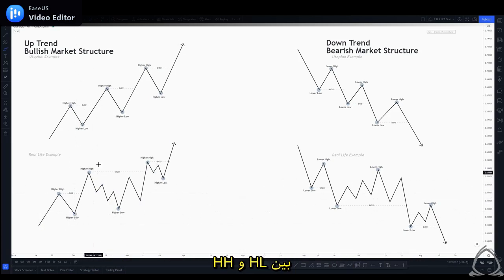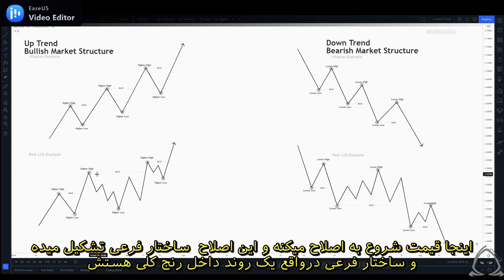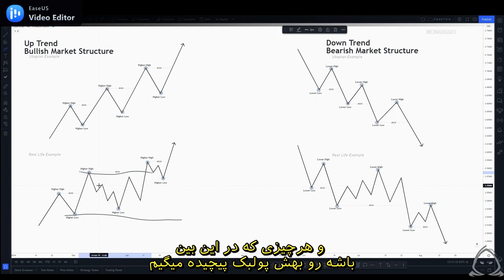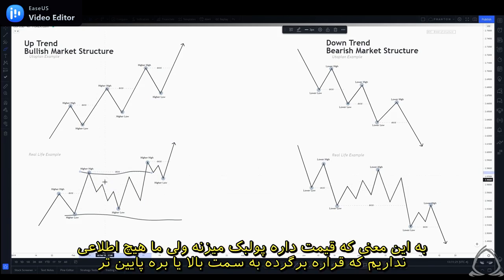So between the higher low and the higher high, we can see price begins to correct. And what happens is the correction ends up creating substructure. Substructure is essentially a trend within the overall range, because price right now in its current state is caught between this swing low and this swing high, and anything in between is what we would call a complex pullback, which means that price is pulling back, and we have no real confirmation that price is going to continue higher or lower.